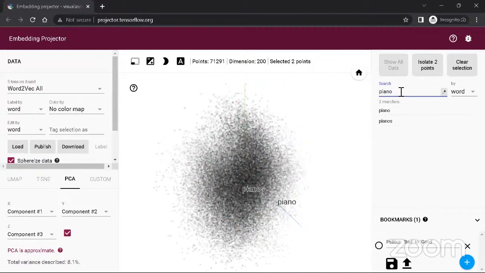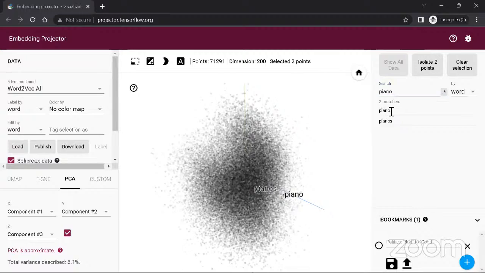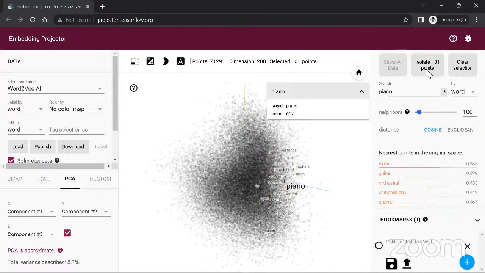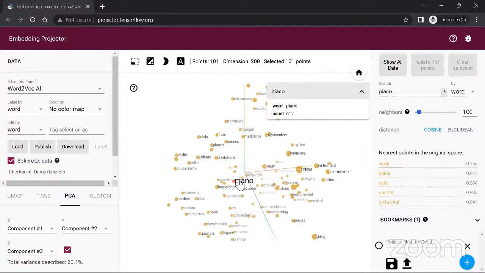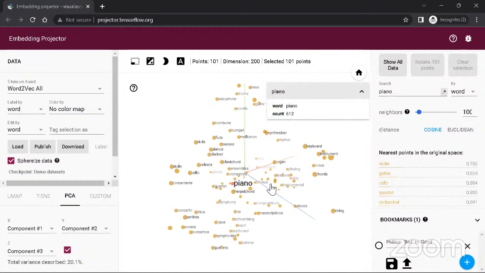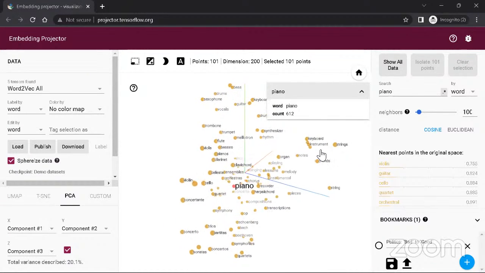Let's say we are showing the word piano, and we can see something very, very interesting. Isolate all 101 points, and we're able to see words with respect to piano. Look at this, very, very interesting. These are words very similar to piano: organ, lesson, synthesizer, keyboard.